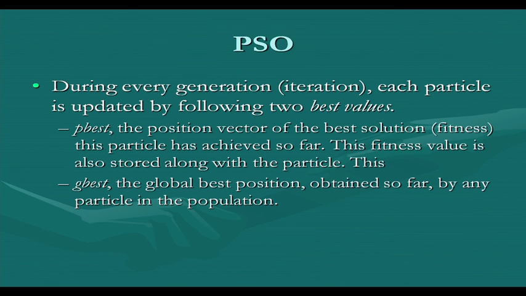And then we have gbest, which is the global best position that is obtained so far by any particle in the population. So, that is actually the global intelligence. This local intelligence and this global intelligence will be combined to determine the velocity of the particle in the near future. So, we will continue in the next class.